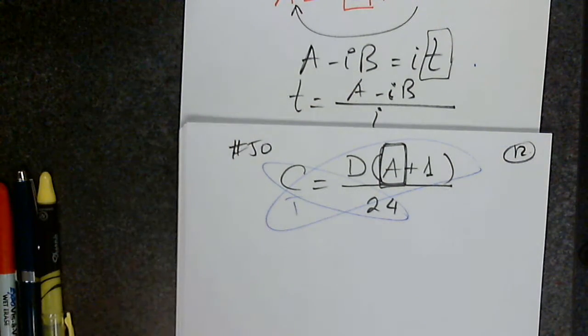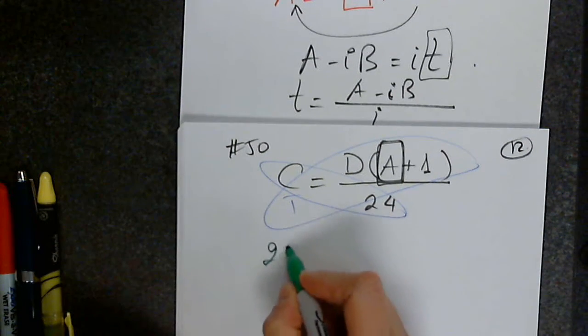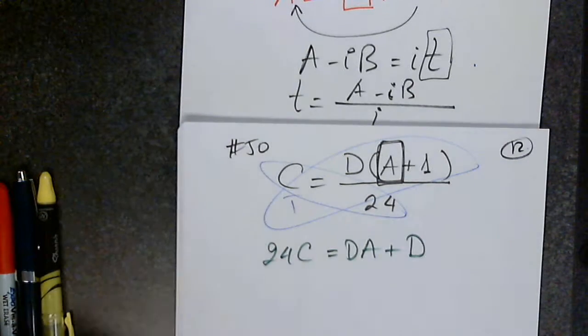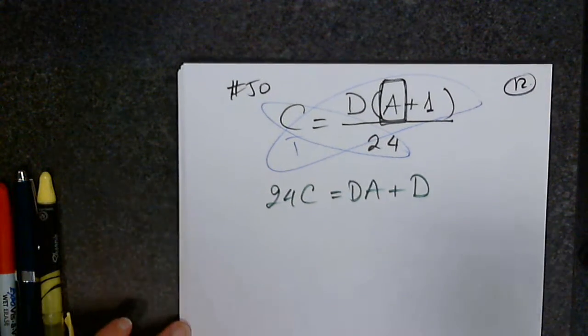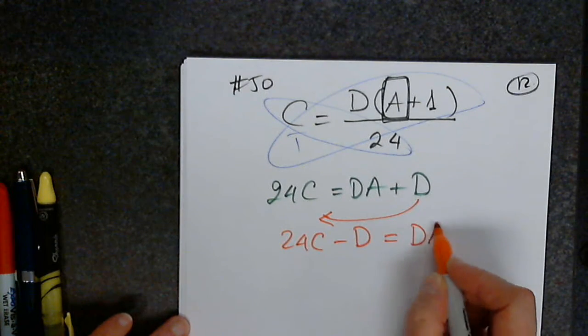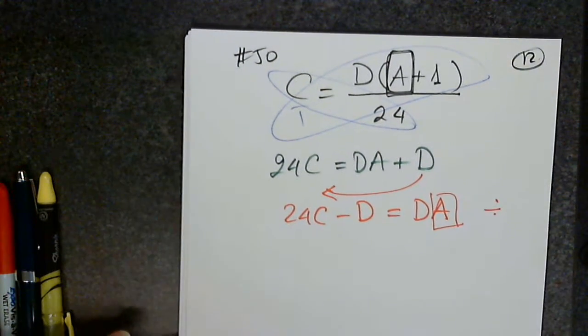What would you write? C over 1. Right. So then 24C equals DA plus D. Have to distribute D. I don't have to, but that's one way. We're solving for uppercase A. What will be the next step, please? You want to subtract values. Very good. 24C minus D equals DA. And now I'm solving for A. So I have to divide both sides by D.